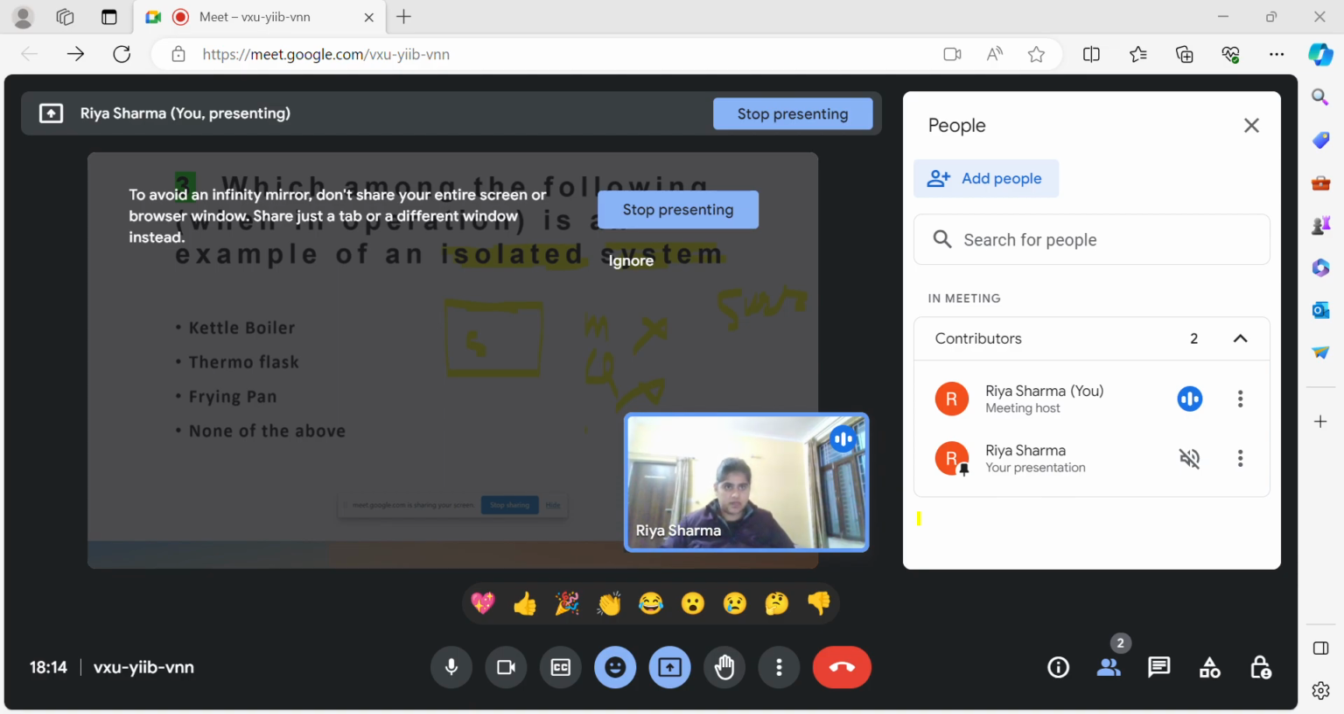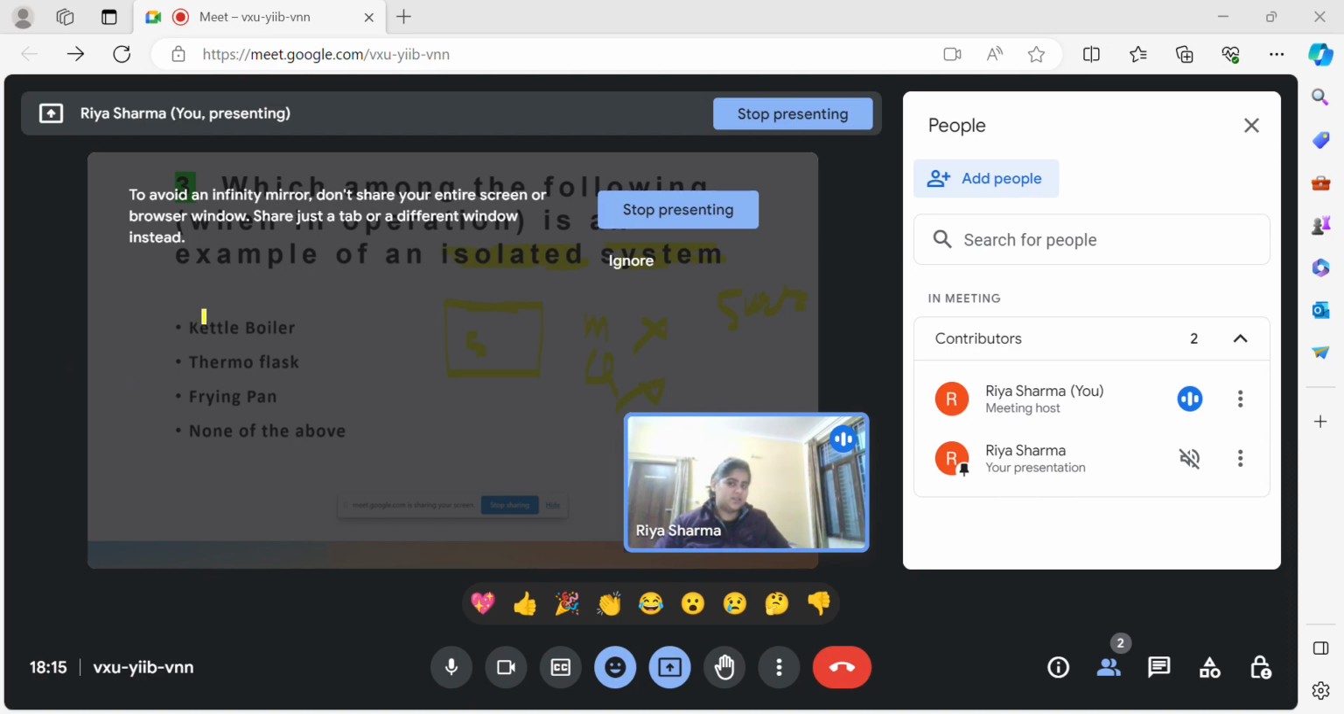You need to think about which among the following, when in operation. So think about what a kettle boiler is. What does a kettle boiler do? What is a thermoflask? What is a frying pan? I have given frying pan as an example also. So let's go one by one and think about it.